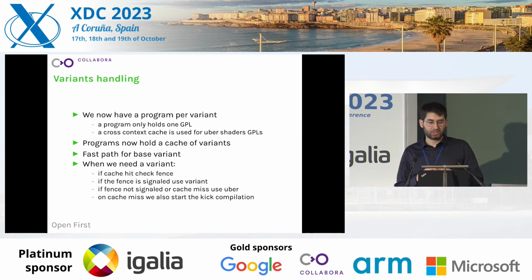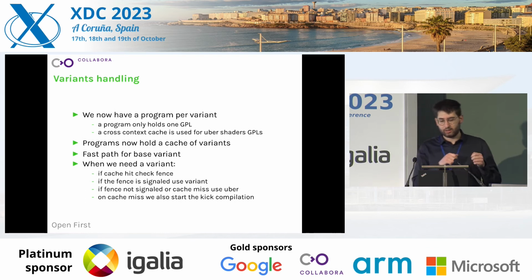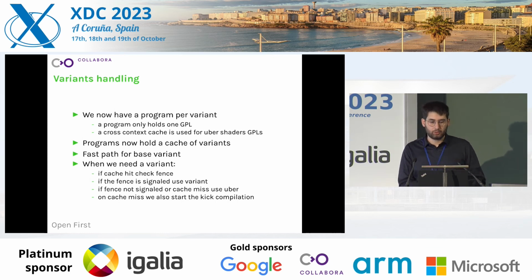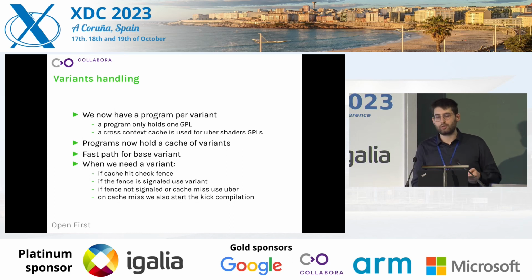And so the logic in general is, if we look for a variant and we cache hit, we need to check if the fence is signaled, because it might actually not be done compiling. If it's not signaled, then we can fall back to the Uber shader. If it is signaled, we can use the variant. But if we miss the cache, it means we haven't even started compiling a variant. So that's when we kick compilation for the variant. So this means that the draw starts compiling a variant, but asynchronously. It only kicks the job.